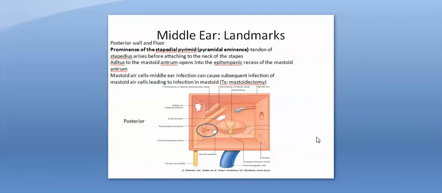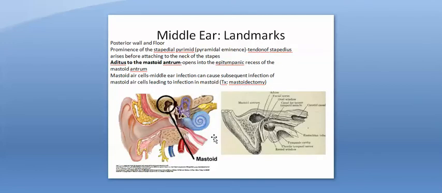All right. Okay, so the posterior wall and floor. The first thing we're going to talk about is the pyramidal eminence, and it's really the tendon of the stapedius. Okay, so here it is. All right, and then we have the additus to the mastoid antrum. We'll talk about the mastoid antrum in just a little bit, but it's basically just the opening to the mastoid antrum.